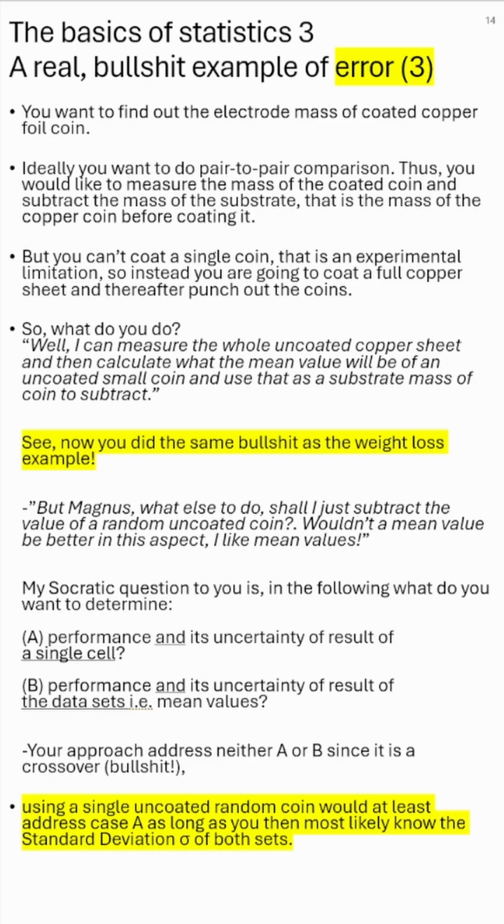So actually the true answer here is, it is better to take a random coin that is uncoated and subtract that. Because if you have random uncoated coins, that means you also have information about statistics of those coins. You know something about the standard deviation of uncoated coins. And since you're measuring the coated coins also, you have information about the standard deviation of the coated coins as well. And that you can work on.